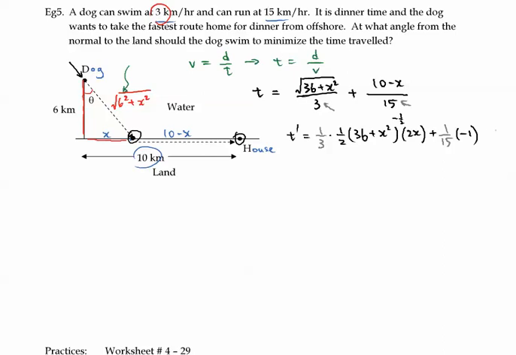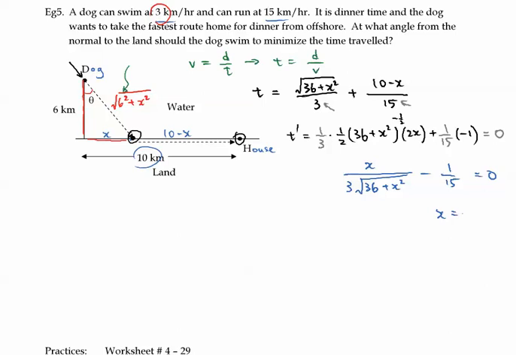To minimize the time travel, we need the critical point. So we are solving this for x. Rearranging the term, deal with the negative exponent. At the end, we will end up with x over 3 square root of (36 plus x squared) minus 1/15. And after you solve for x, rearranging the term, I'll let you figure it out.